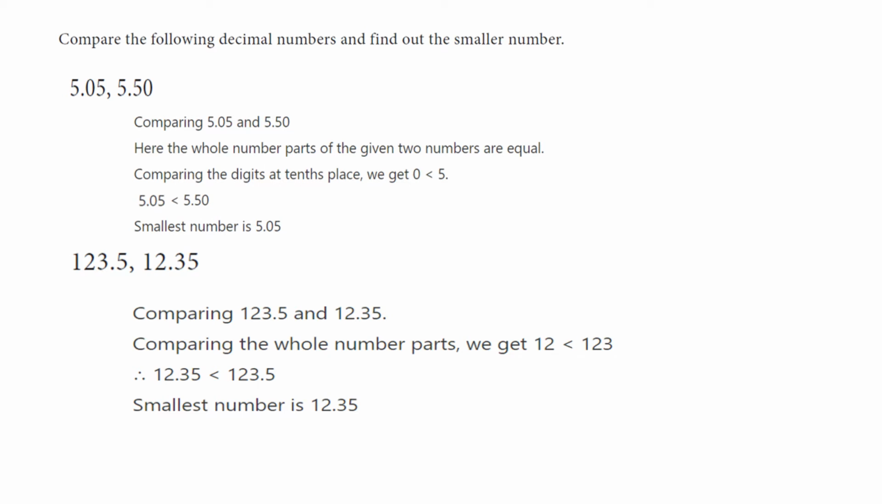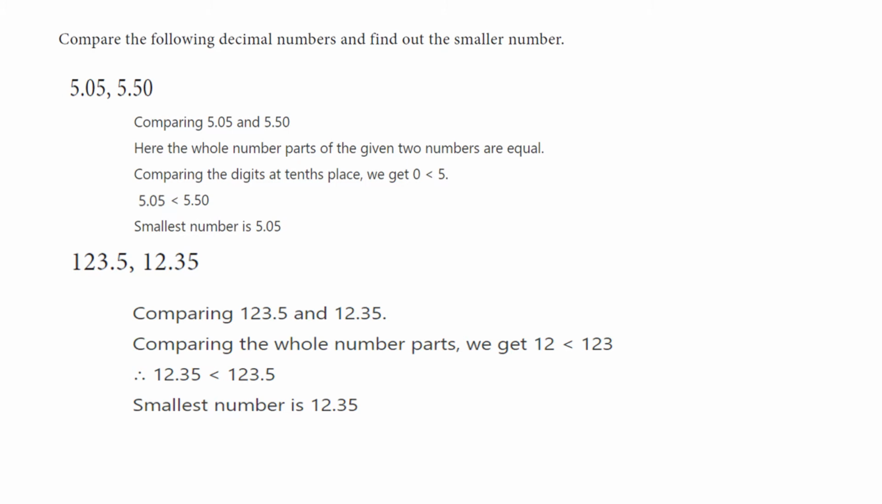Next, compare the decimal numbers and find out the smaller number. 5.05, 5.50. First comparing the whole part. Whole numbers here equal. Next 10th part. 10th part 0 and 5. Compare the both numbers, 0 less than 5. Therefore 5.05 less than 5.50. Therefore the smallest number is 5.05.